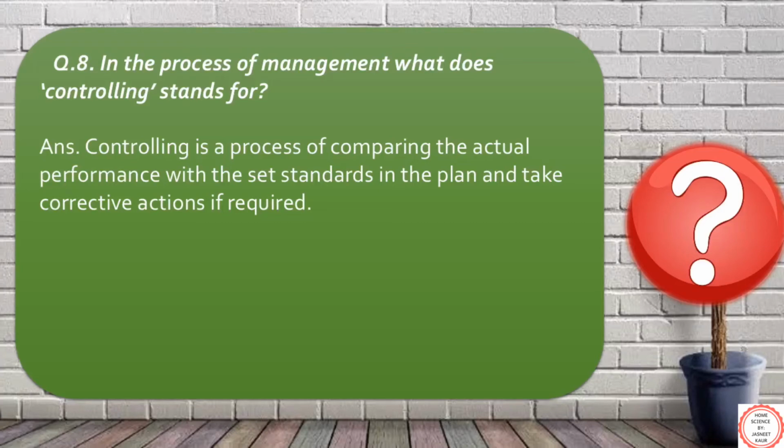So, controlling is the process of comparing the actual performance with the expected performance or set standards in the plan. And if any changes in the plan are required, that should be done to make the plan successful.